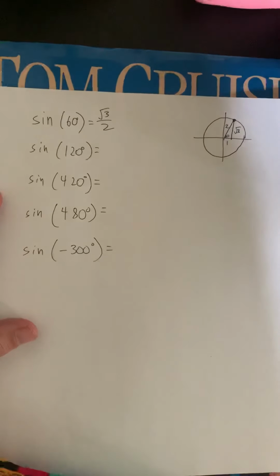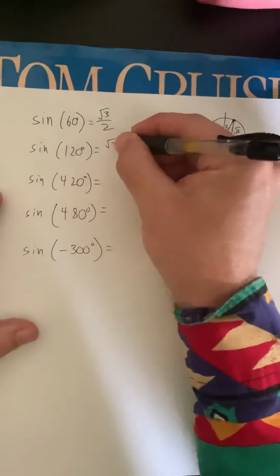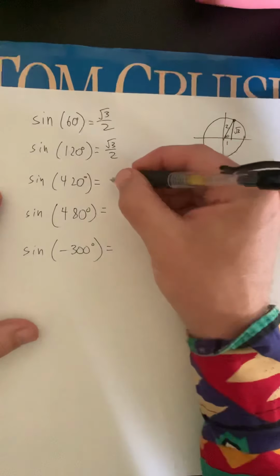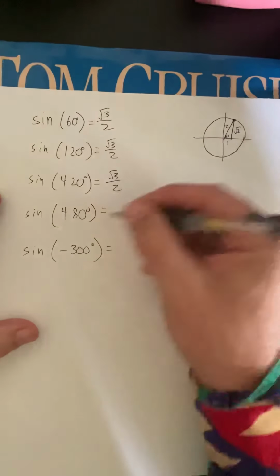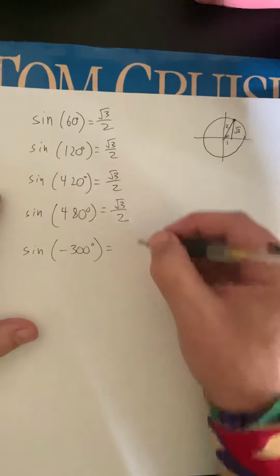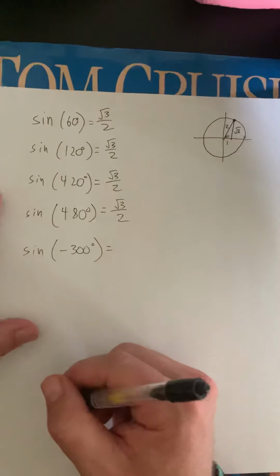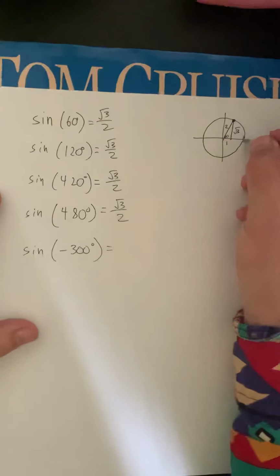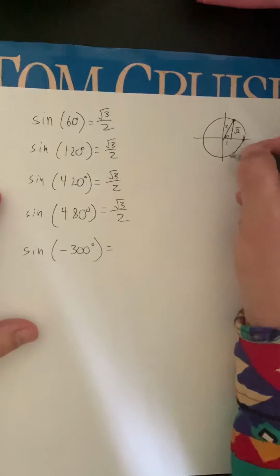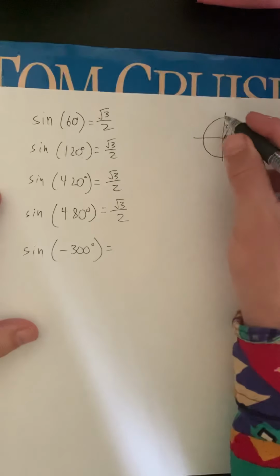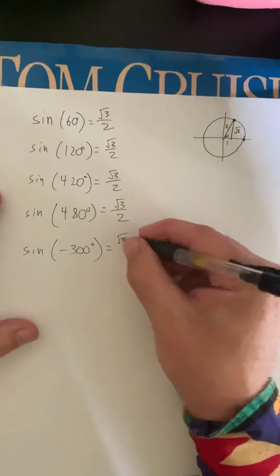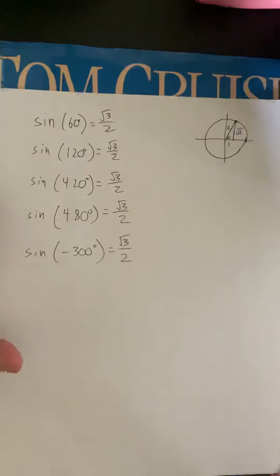Okay, so maybe you did it with 120. Guess what else? You got root 3 over 2 for the answer. If you do it for 420, you get root 3 over 2. Did you do 480? Hopefully you did. You got root 3 over 2. And finally, did you do negative 300 degrees? We're starting here, rotating down clockwise now. Oh, wait a minute. We were just here, and we already did all of the steps. It's root 3 over 2.